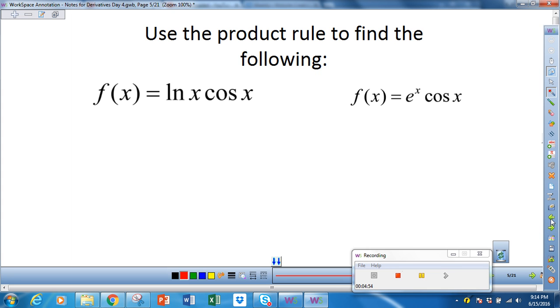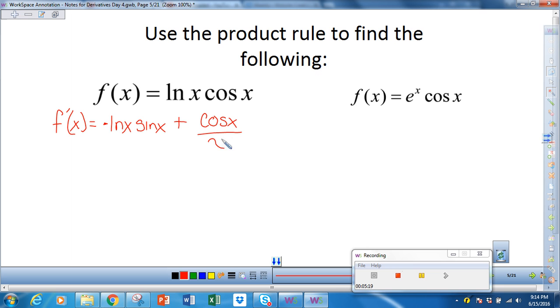Again, you would pause this and just do it on your own. But basically, we do the exact same thing. This is almost just like the one we just did. We keep natural log of x the same. The derivative of cosine x is negative sine x. Then we keep cosine x the same and take the derivative of natural log of x, which is 1 over x.